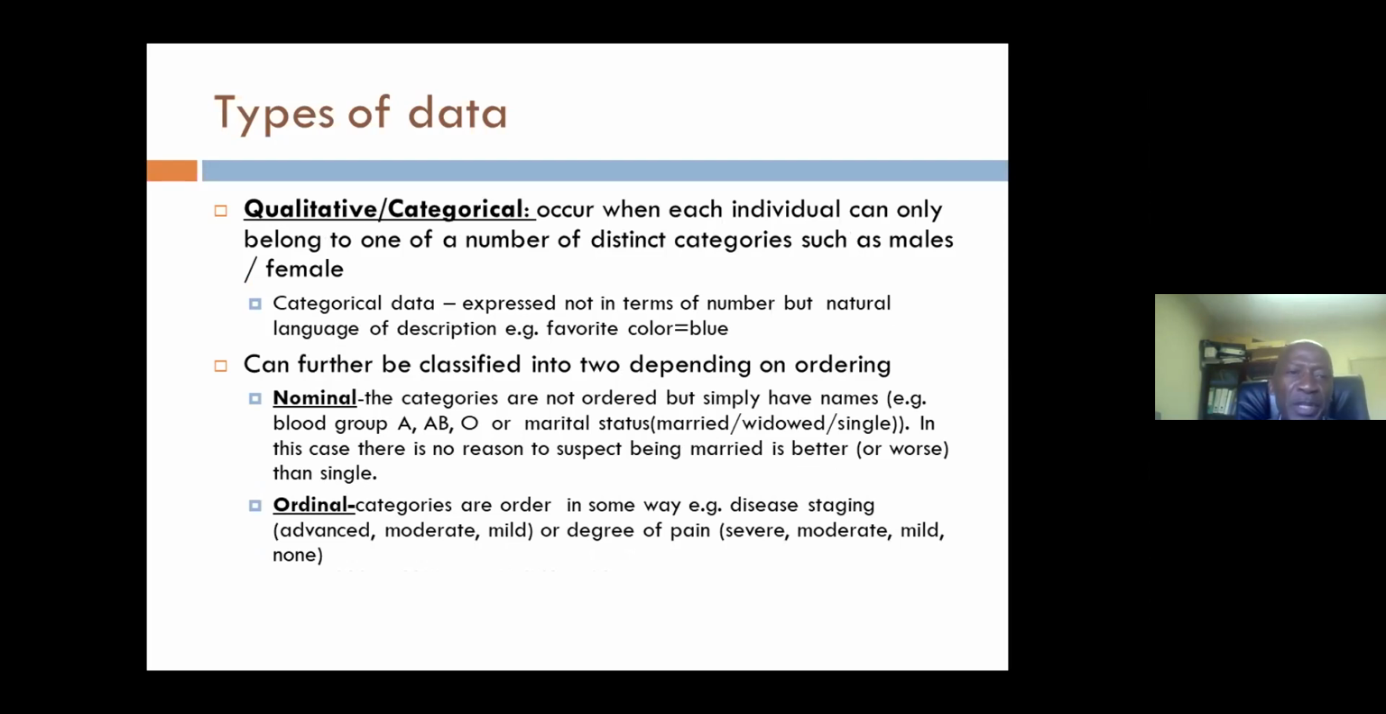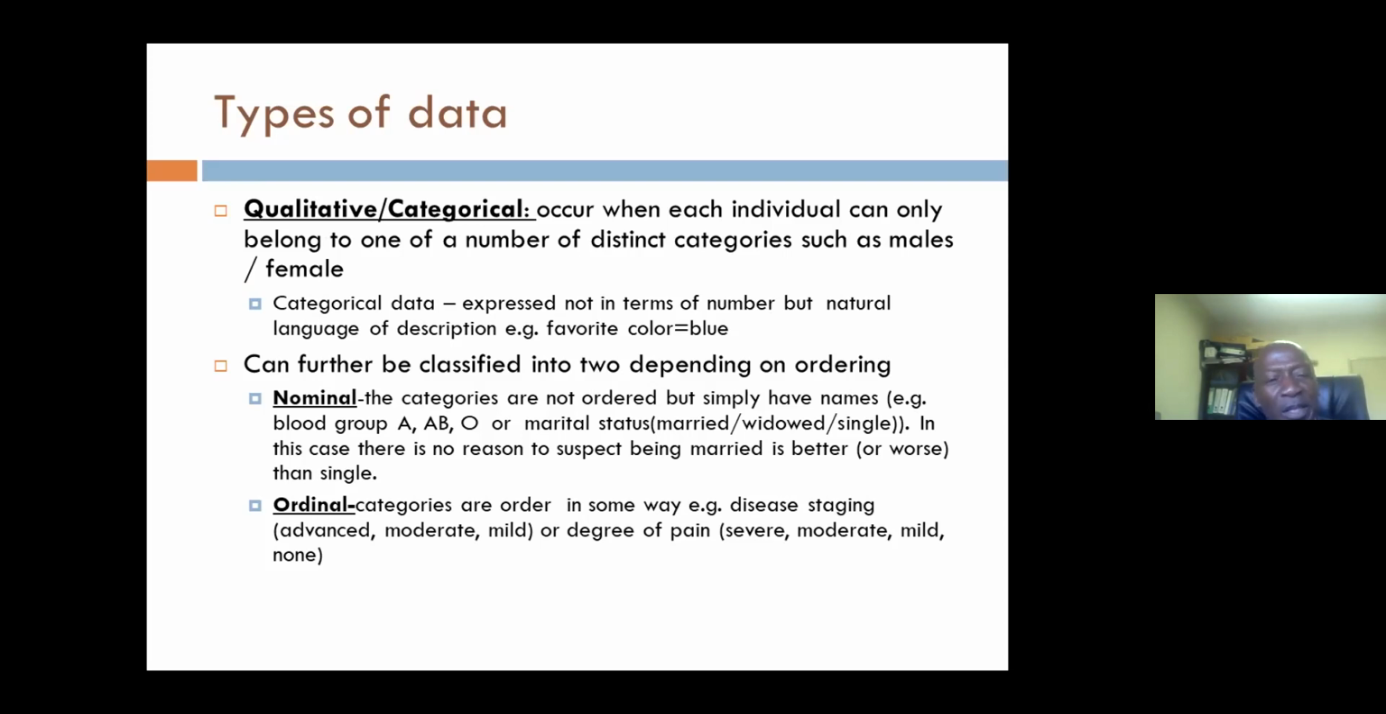Then we also have non-numeric data, which is defined as qualitative or categorical data. This data occurs when an individual can only belong to one of a number of distinct categories, such as gender, which can be male or female; level of education, which can be primary, secondary, tertiary, or no education; or disease severity, which can be mild, moderate, or severe. So that's categorical data. But again, within categorical data, there are two broad categories.